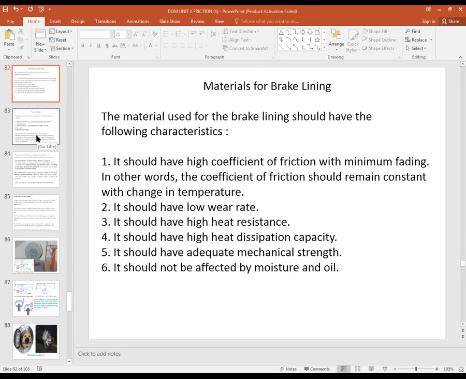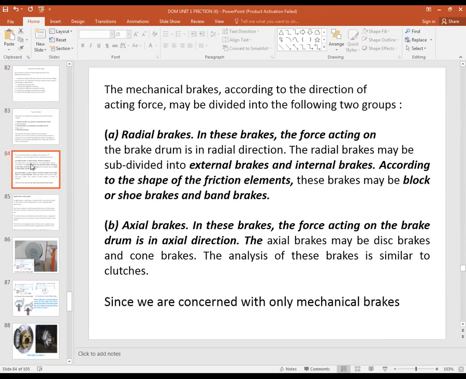Then after that we saw the types of braking system. Brakes are divided into two categories: one is radial braking, and the second is axial braking. In radial braking, the braking force acts along the circumference, 360 degrees. Those are also divided into internal and external braking systems. And we also studied axial brakes, where the forces act along the axial direction, along the axis.